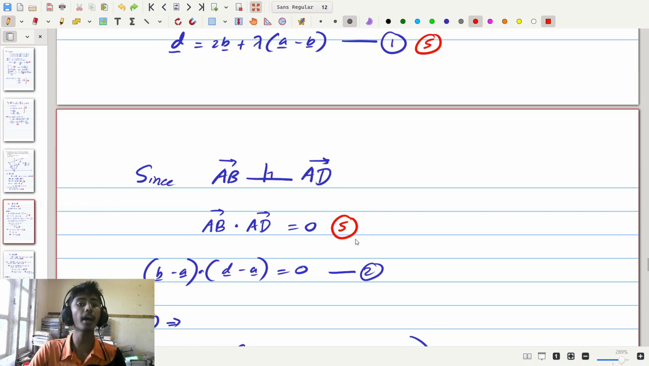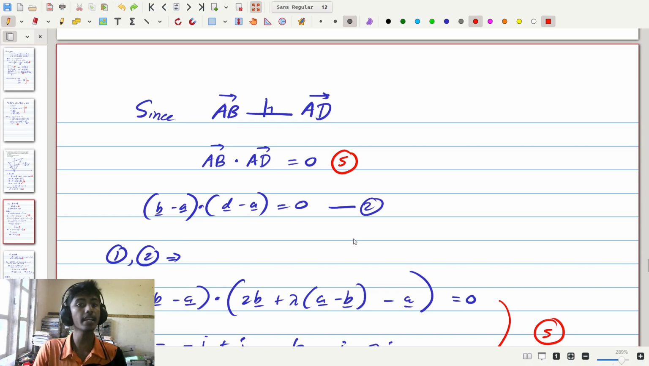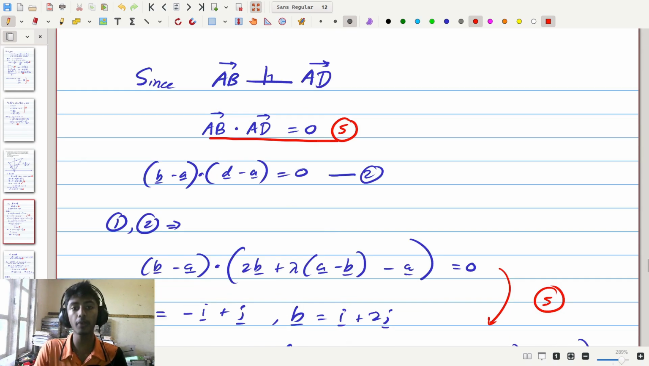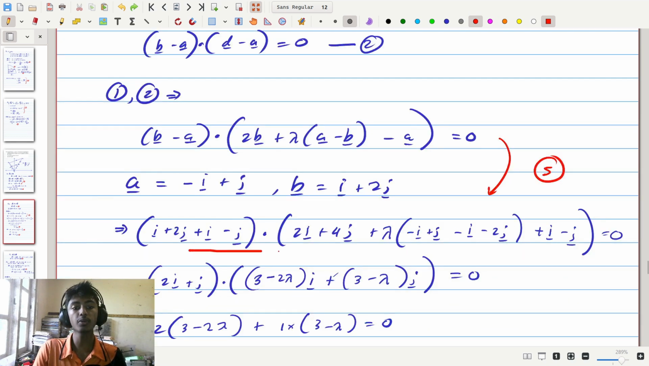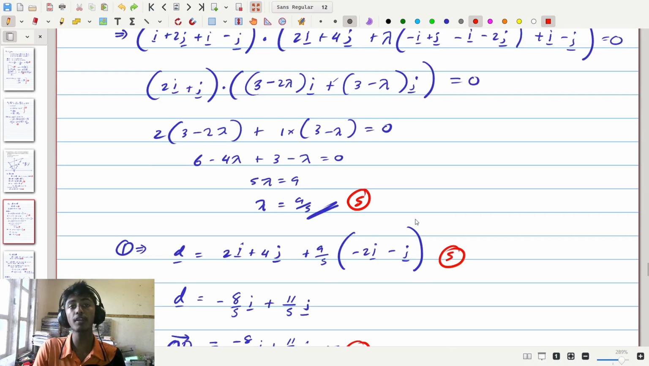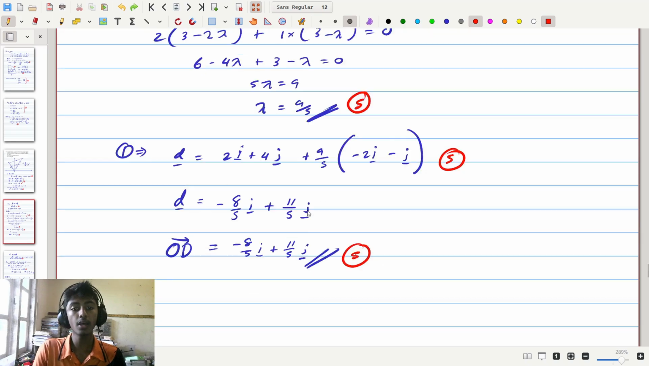After that, when you use the other fact that AB and AD are perpendicular to say that their dot product is equal to 0, you get 5 marks. And when you substitute into there and you get this equation, you get another 5 marks. When you then simplify this down to eventually get that lambda is equal to 9 over 5, you get 5 marks. And then when you reapply this back into equation number 1, substituting gets you 5 marks, and getting the final answer of OD equals negative 8 over 5i plus 11 over 5j gets you another 5 marks.